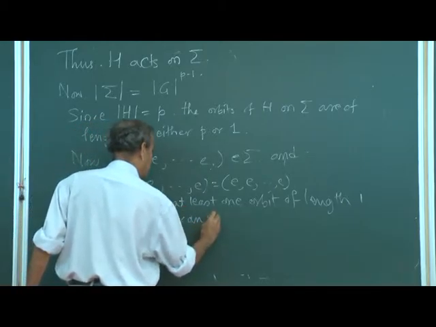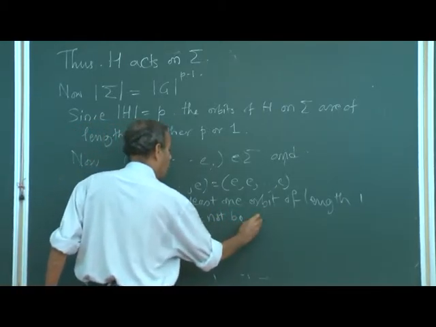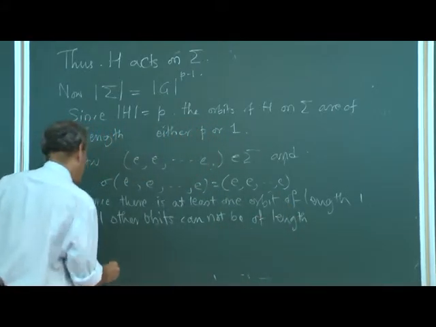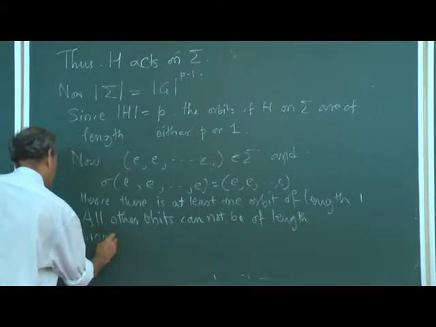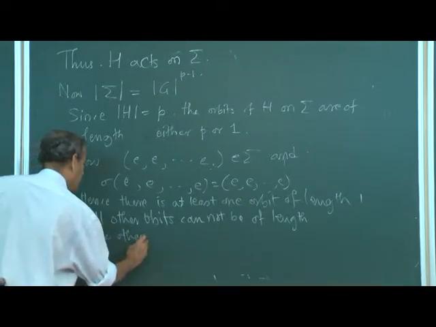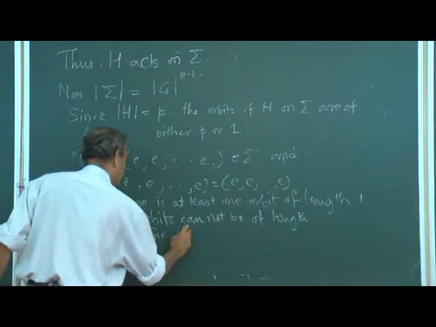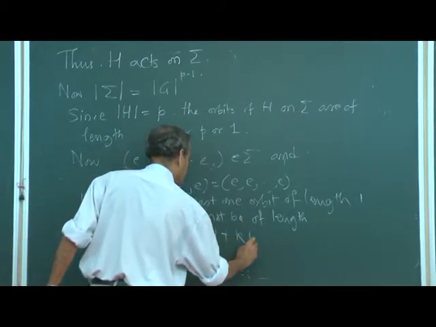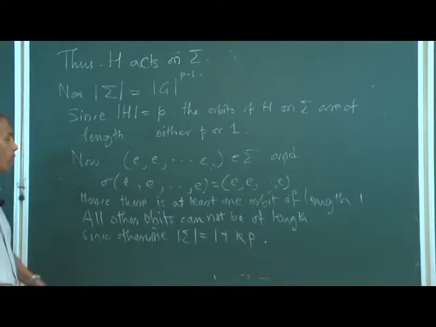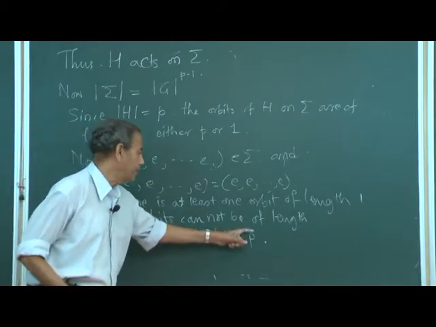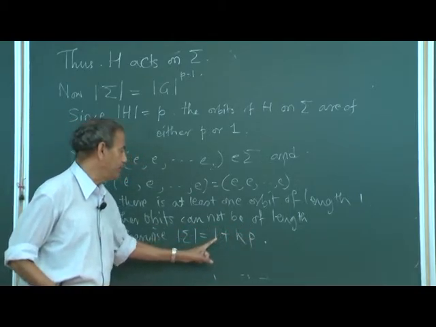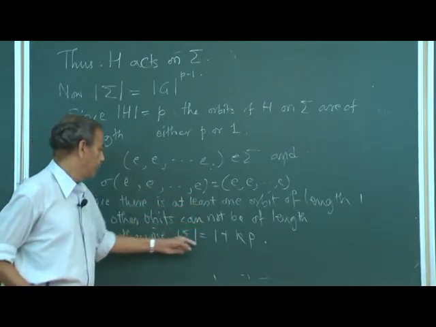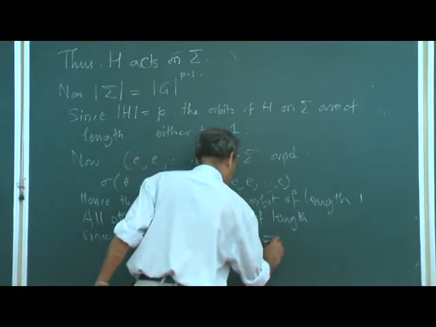Cannot be of length p. Why? Since otherwise mod sigma is 1 plus some multiple kp, because all other orbits are length p, then they will cover kp elements, and one orbit is like this, which is not true.